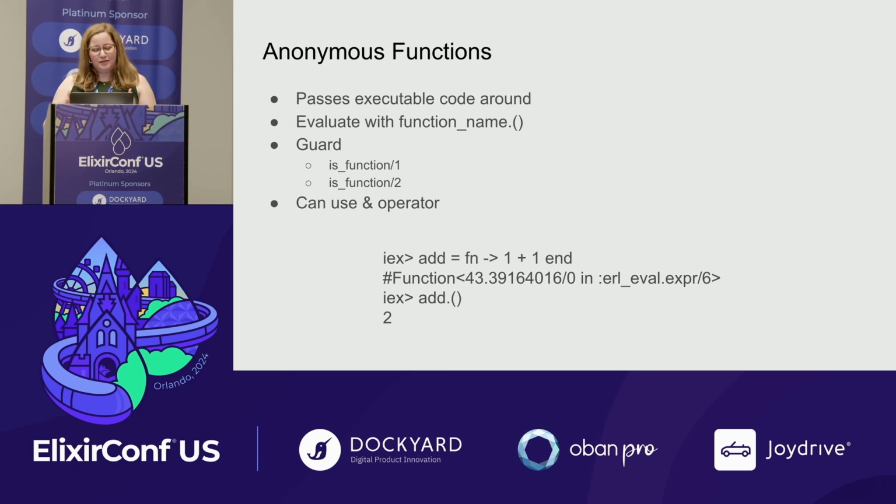In this case, we're always using zero arity functions. There's guards, is_function/1 and is_function/2. is_function/1 just takes the name of the function, is_function/2 takes the number of args. You can also use a capture operator, but we're not using that in this presentation, so don't worry. This is an example of just an add function, anonymous function, which is just doing 1 + 1, and then how to call it. You'll see this a lot.